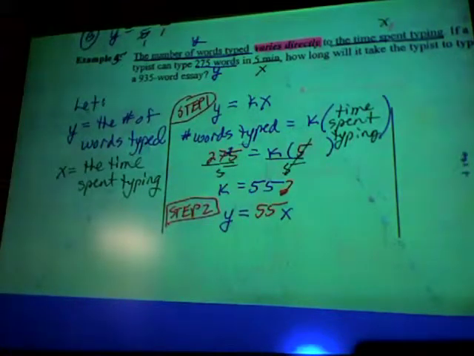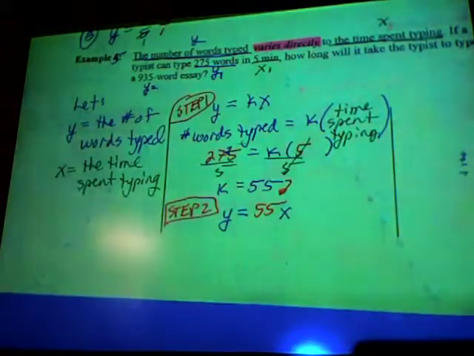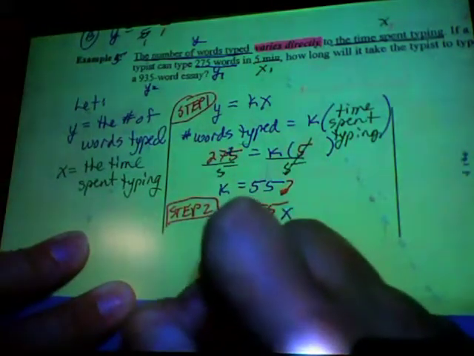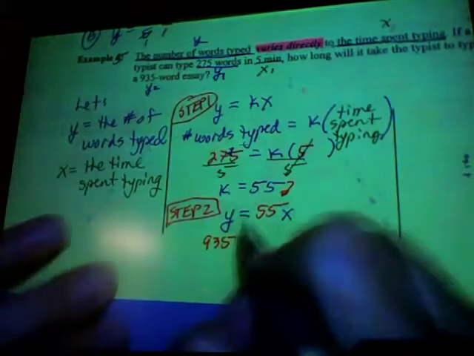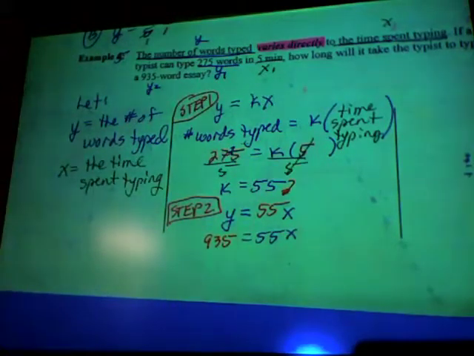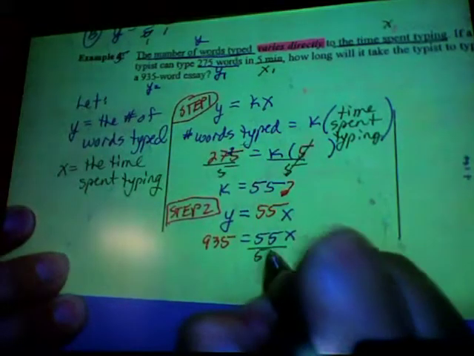So now when they said, how long will it take the typist to type a 935 word essay, where does the 935 go? Does it go in for y or for x? This would be like having y sub 1 and x sub 1. This is now my y sub 2. It's my second point, but I only have a partial point. So I'm going to plug that in. 935 is equal to 55x. How do you solve? Divide by 55.